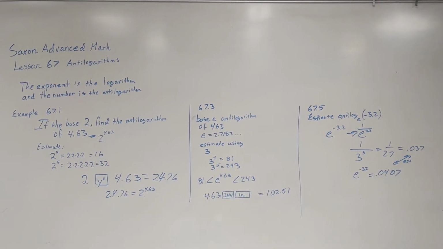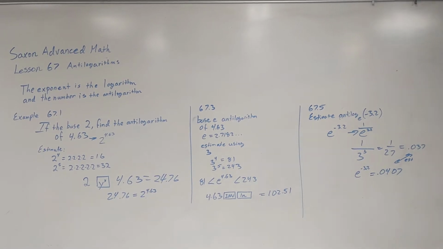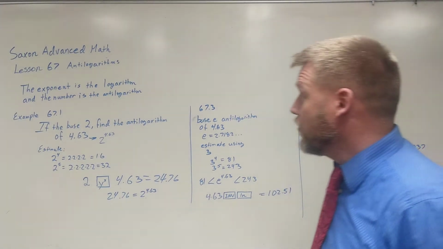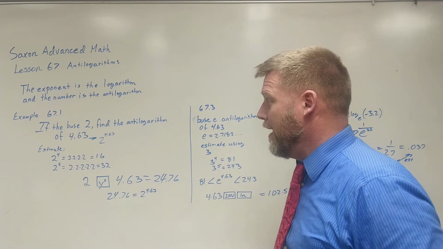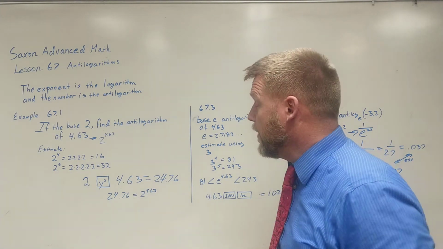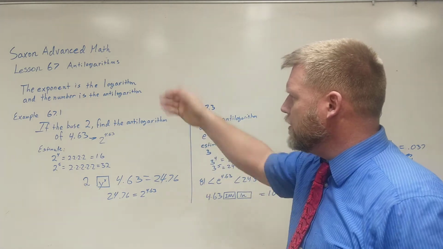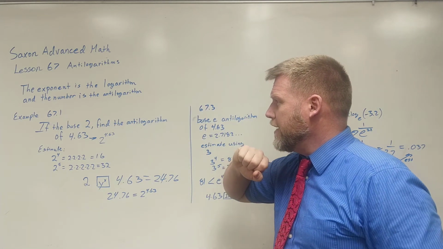This is Saxon Advanced Math Lesson 67. This is dealing with antilogarithms. Most of you are going to like this lesson. This lesson has a lot to do with your calculator, and it's very simple. So we'll get right into it. First of all, you have to remember the exponent is the logarithm, and the number is the antilogarithm.